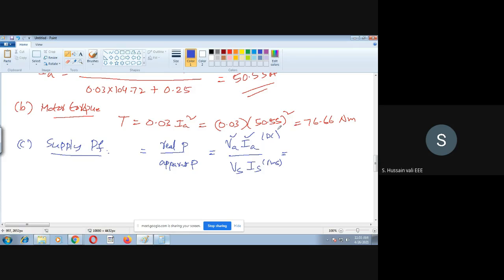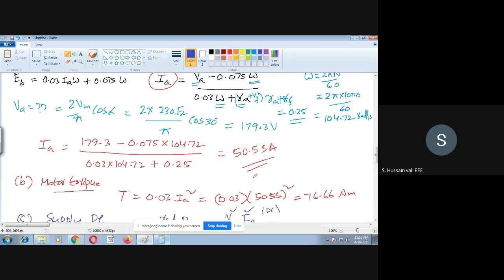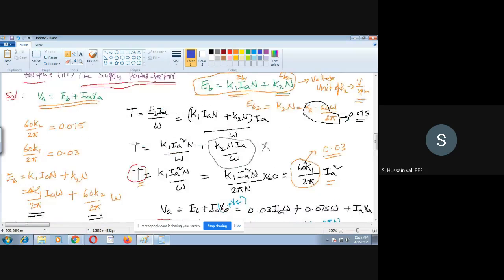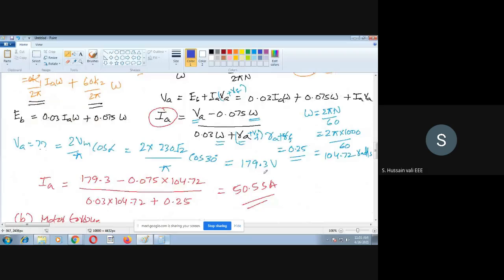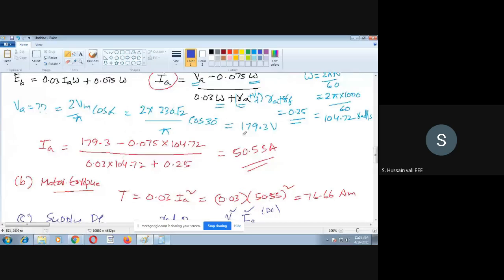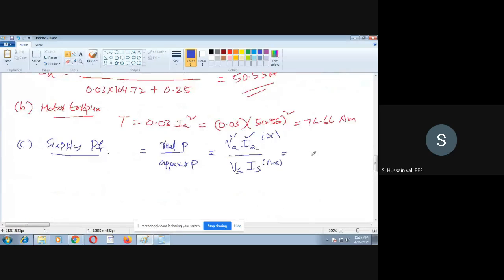So in that case, what is VA? We got the armature voltage VA just now. See here, armature voltage VA, we got 179.3. So 179.3 into the IA value, which we just got, 50.55, divided by Vs, the RMS value, 230 volt supply voltage. Now what is the RMS value of the supply current? So this is the question that is left now.